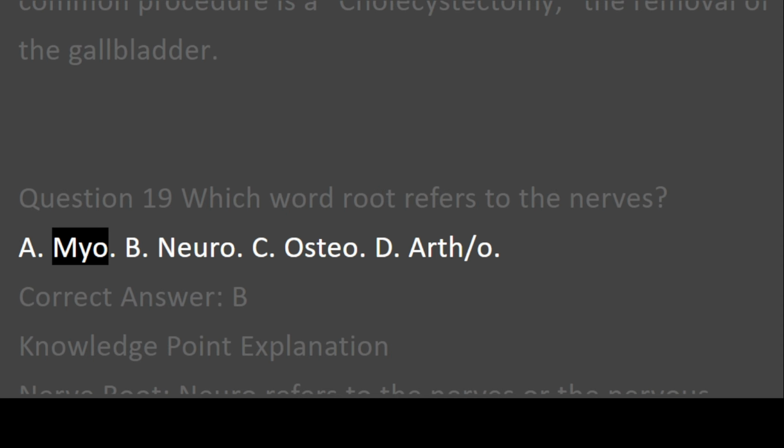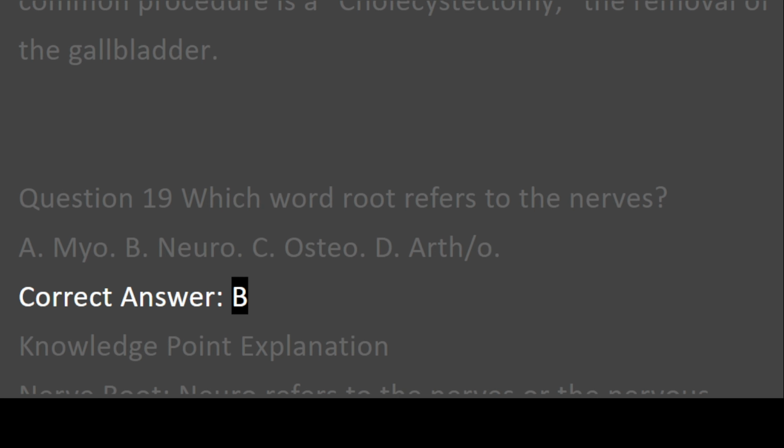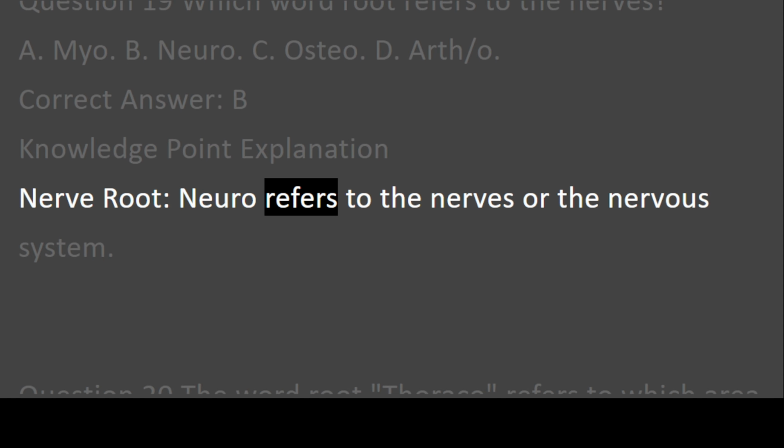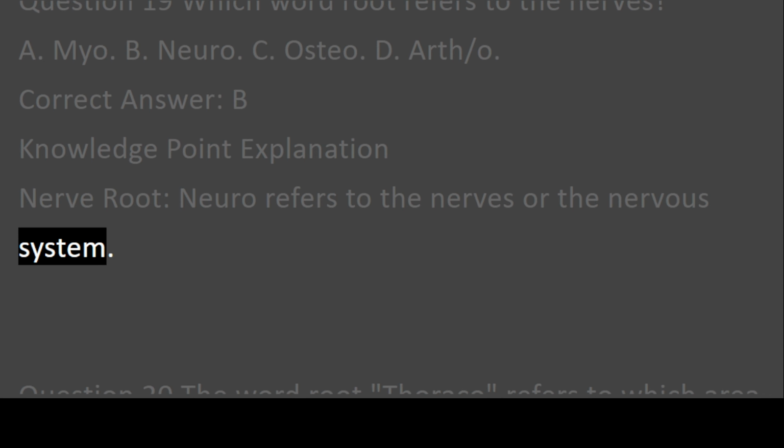Question 19. Which word root refers to the nerves? A. Myo. B. Neuro. C. Osteo. D. Arthr/o. Correct answer, B. Knowledge point explanation. Nerve root, neuro refers to the nerves or the nervous system.